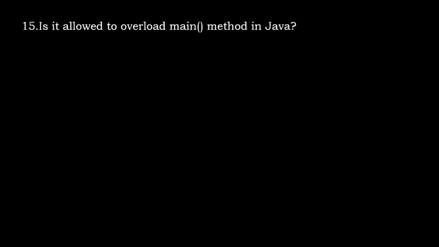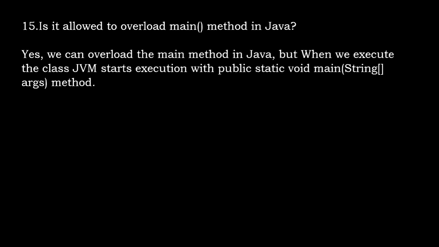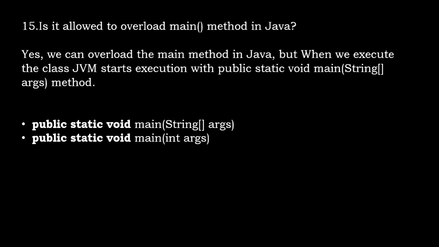And the last question is, is it allowed to overload the main method in Java? And the answer is yes. We can overload the main method in Java, but when we execute the class, the JVM starts execution with public static void main with the default parameter, which is the String argument method. For example, this is a normal public static void main and we have overloaded the same method with a different set of arguments. So this is how we can perform overloading of the main method. But still the JVM starts the execution with the String argument itself.